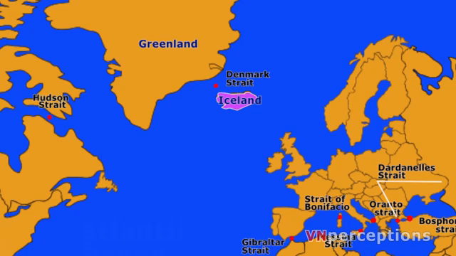Then it is the Strait of Dover or the Dover Strait. Now it is a strait at the narrowest part of the English Channel. It joins the Channel and the North Sea, separating Great Britain from continental Europe.